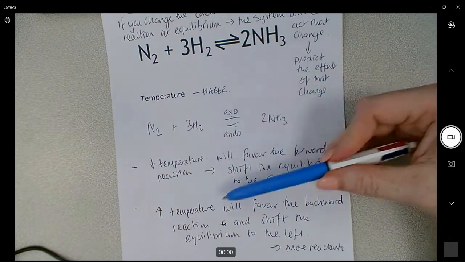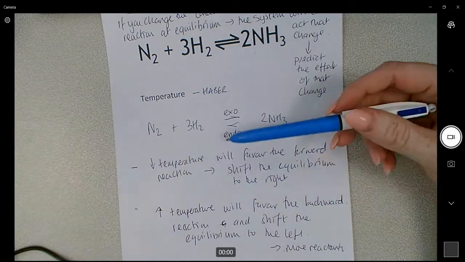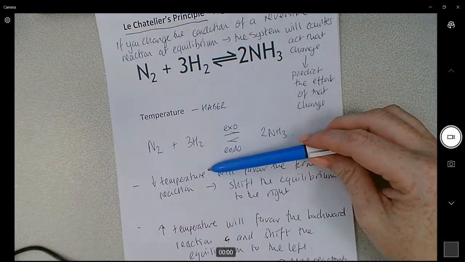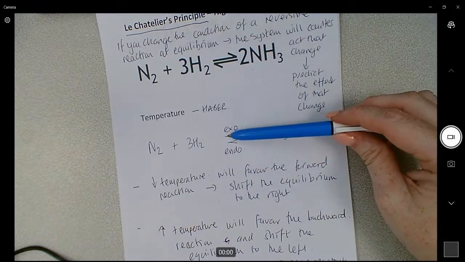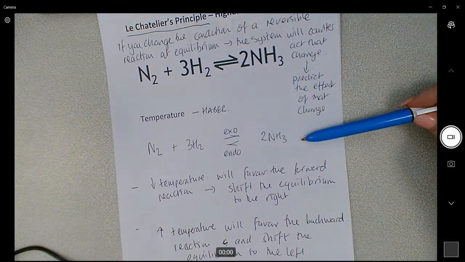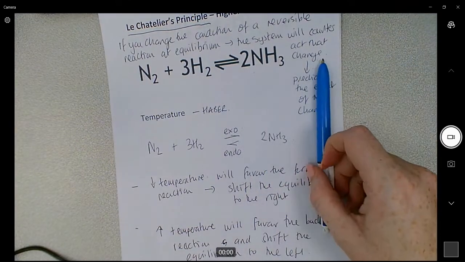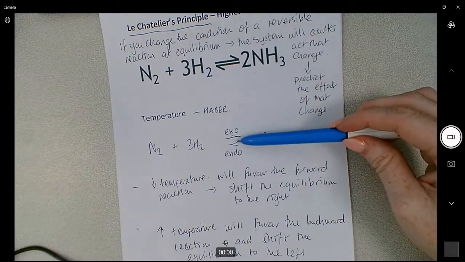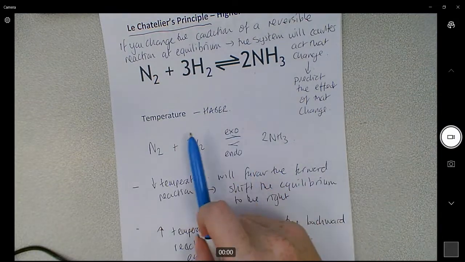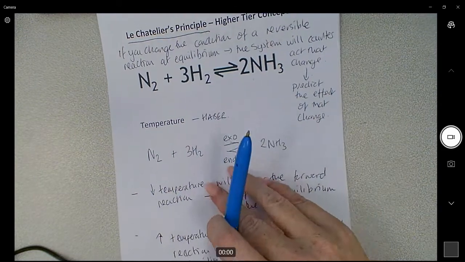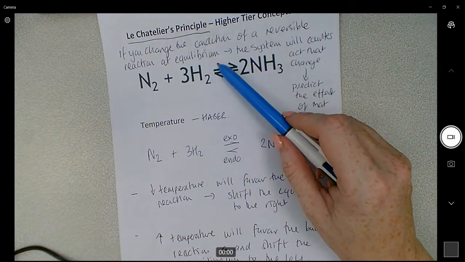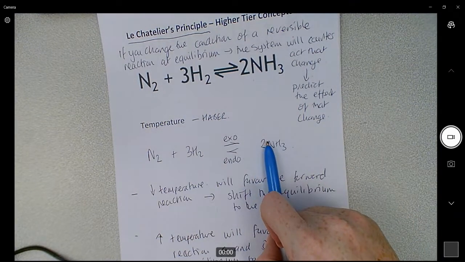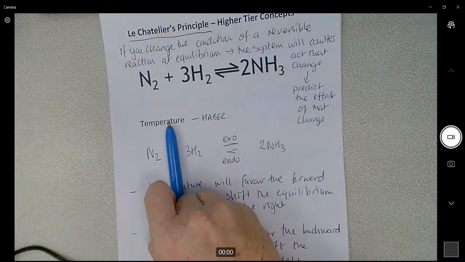But that's not what we're covering here. That's covered in the Haber process video. But essentially what we're saying is, if you decrease the temperature and the forward reaction is exothermic, that's going to favour the forward reaction and therefore shift the equilibrium to the right. If we increase the temperature, because obviously these will be opposite, then that's going to shift the equilibrium to the left. So essentially we're changing the conditions, and as a result, the system tries to counteract that change and will therefore shift it one way or the other.